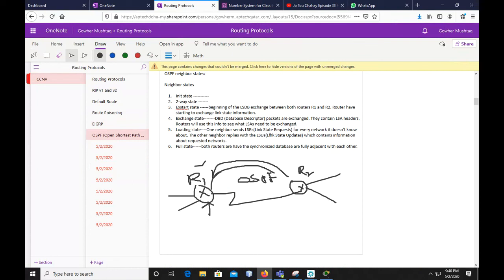So in this state, these things are going to happen. It will just check what LSAs need to be exchanged. What this particular router already has, it will not take. Whatever is new in this R2, it will just take those, not all. Are you understanding?